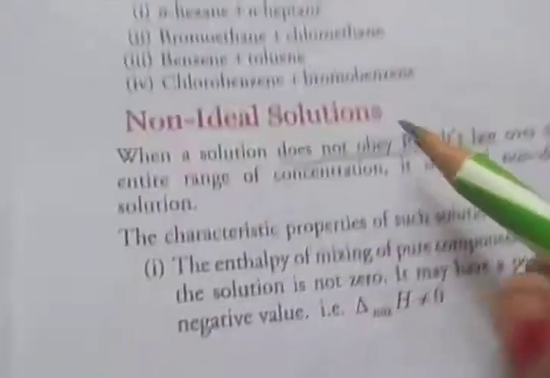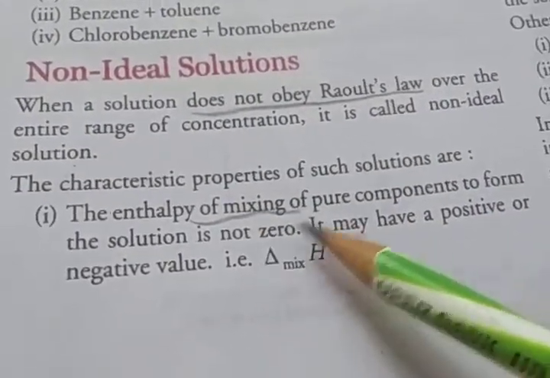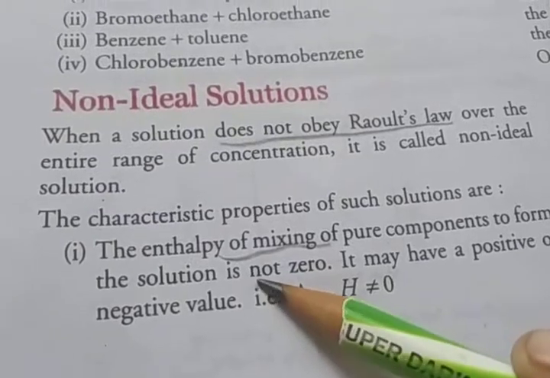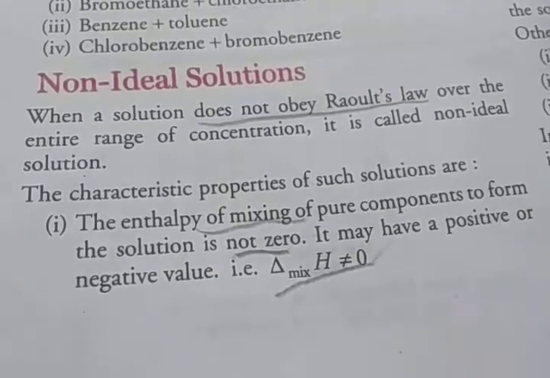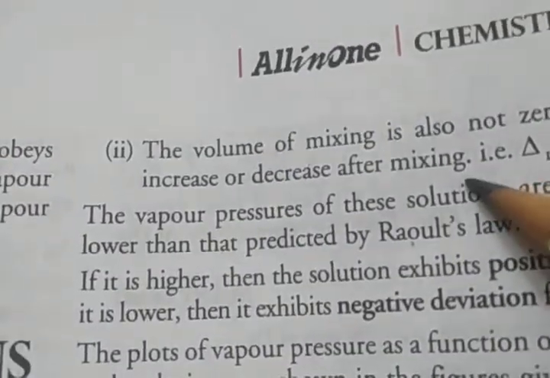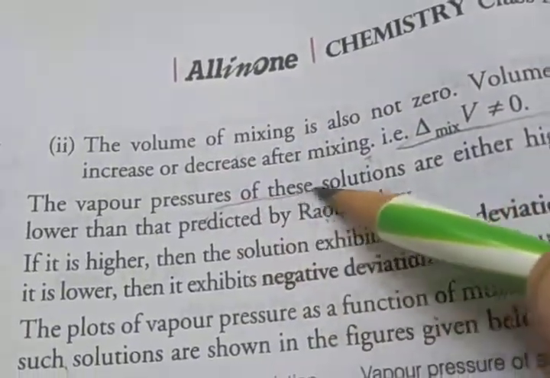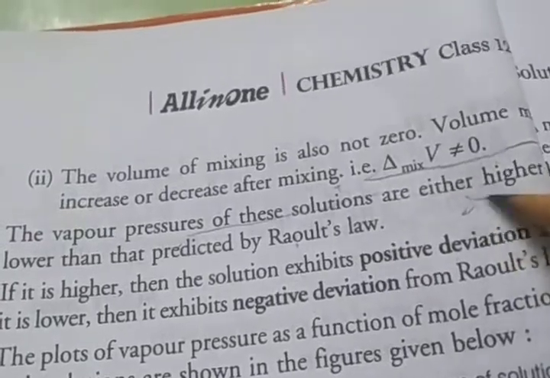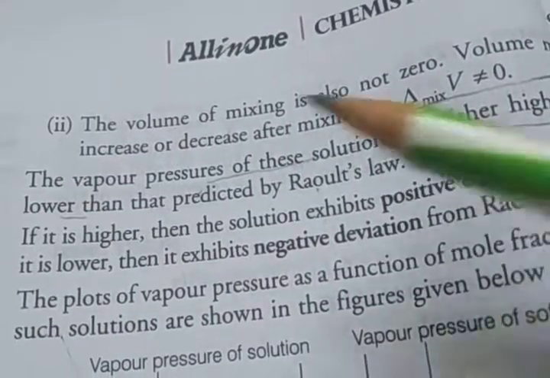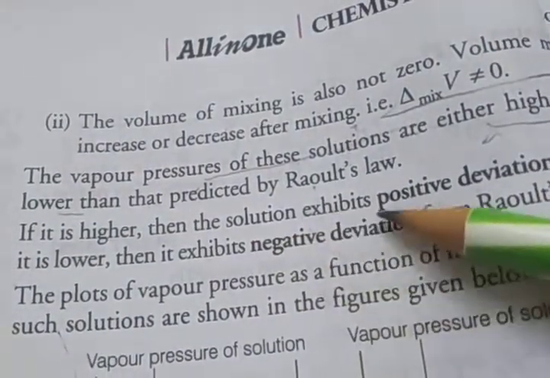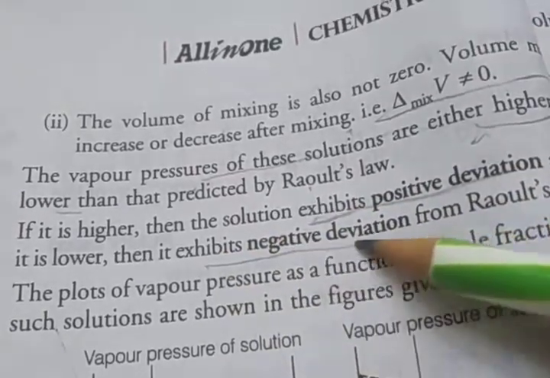For non-ideal solutions the characteristic properties are the opposite: the enthalpy of mixing the pure components to form the solution is not 0, so delta H mix is not 0, and delta V mix is not 0. The vapor pressure of these solutions is either higher or lower than that predicted by Raoult's law. If it is higher, the solution exhibits positive deviation, and if lower, it exhibits negative deviation.